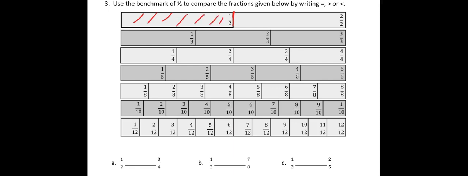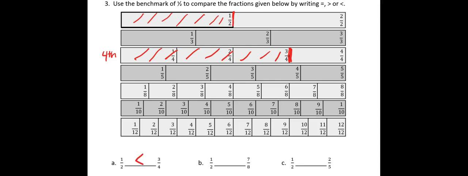The first comparison is 1/2 compared to 3/4. So I will move down to my 4th section and I'll find the 3/4. And again, it's important that the students understand that 3/4 ends at the line. So this whole section is considered 3/4. And you can see that 1/2 is less than 3/4.